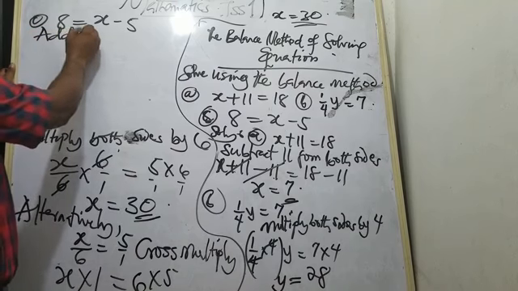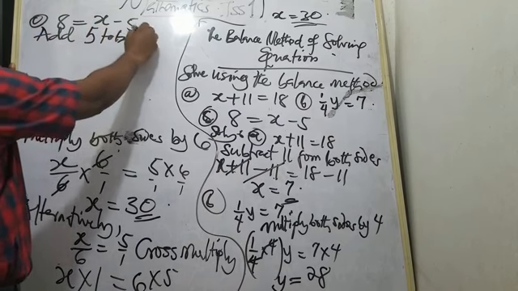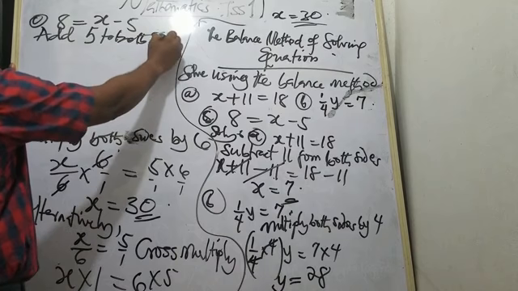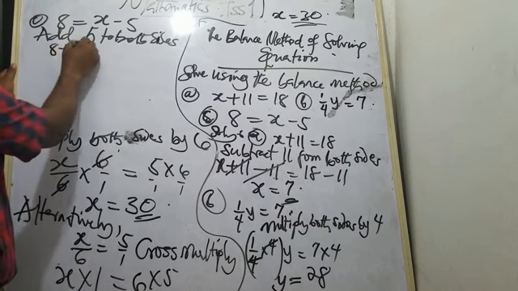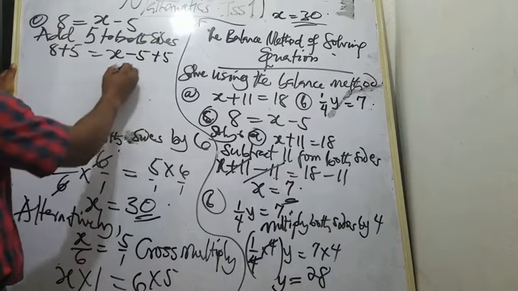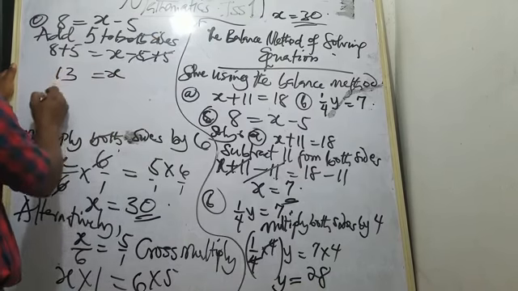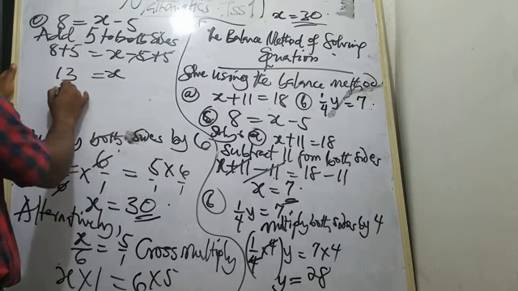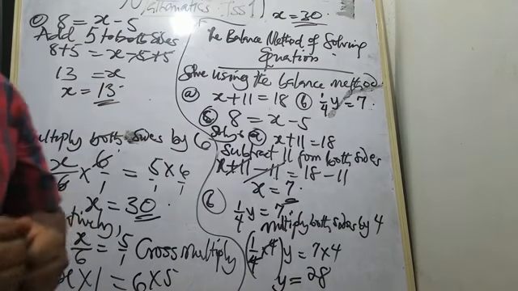Add 5 to both sides. So you have 8 plus 5 equals x minus 5 plus 5. Alright? So this will give you 0. Your x will give you what? 13. When 13 is equal to x, it means x is equal to what? 13. Hence, your final answer.